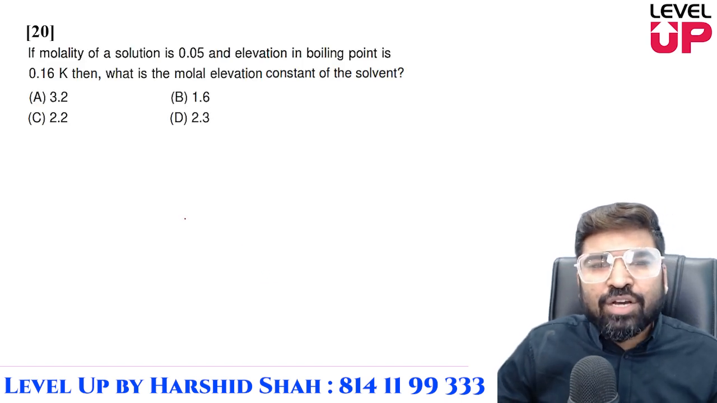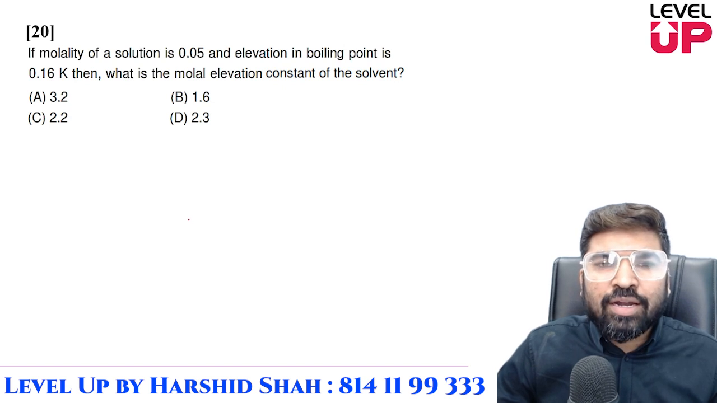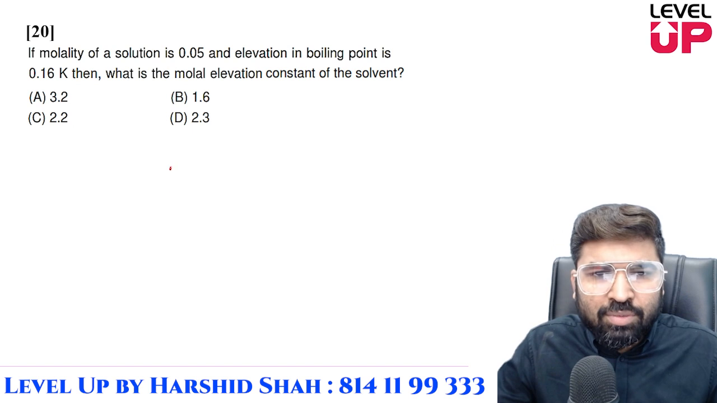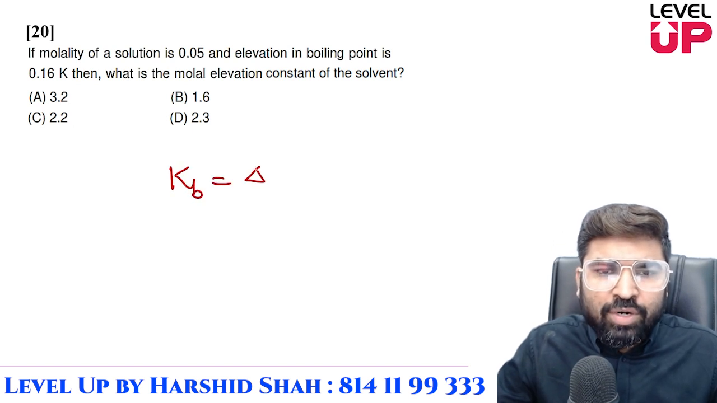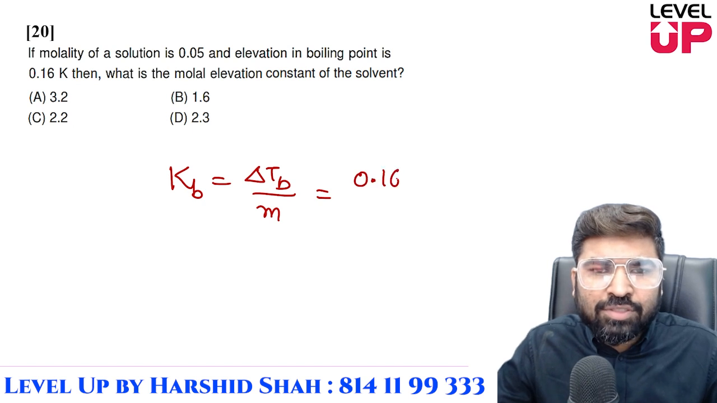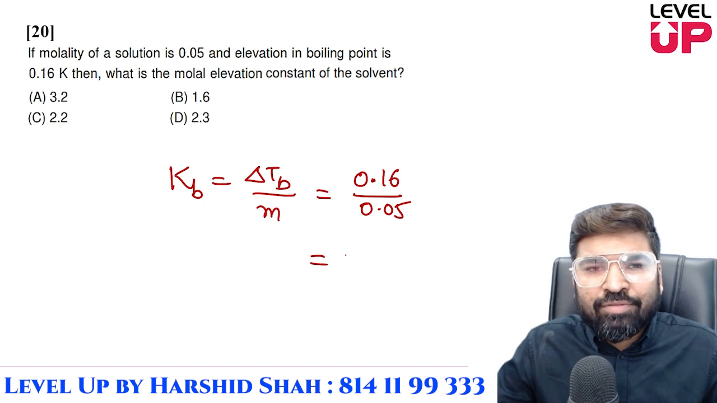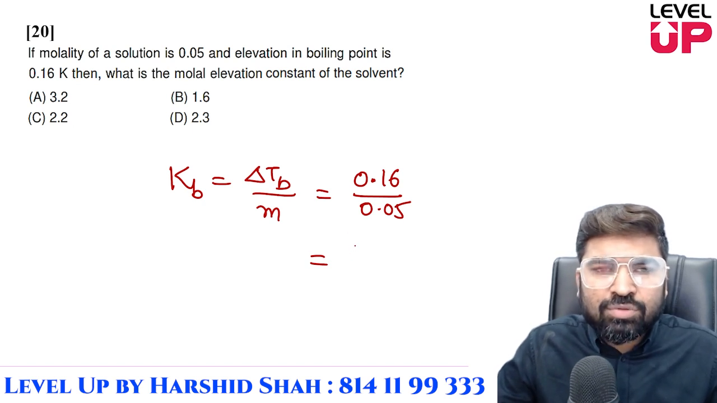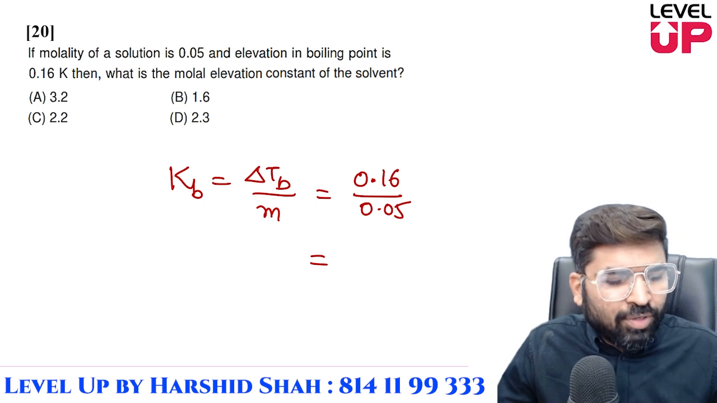If the molality is 0.05 and elevation in boiling point is 0.16, find the molal elevation constant. Such a childish question has been asked. Kb is equal to what? Delta Tb upon m. How much is delta Tb? Delta Tb is 0.16 and how much is m? Molality, which is 0.05. So it's going to be 16 by 5. Yes or no? So that is 3.2.